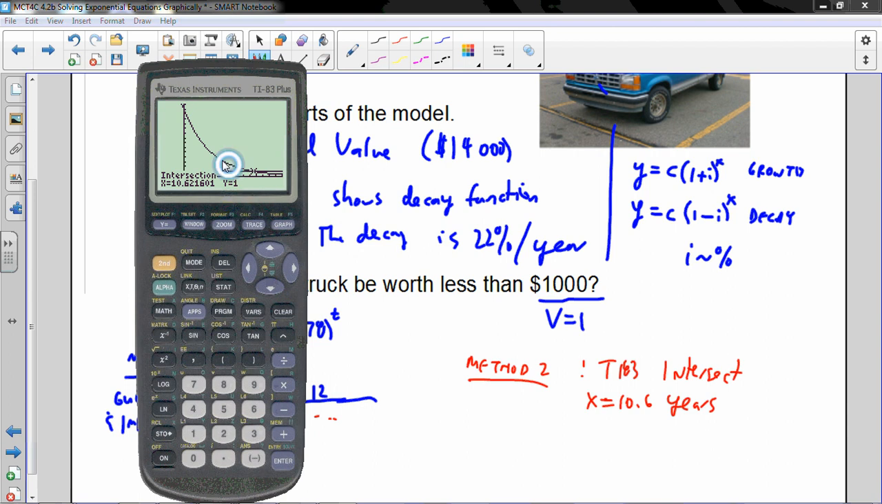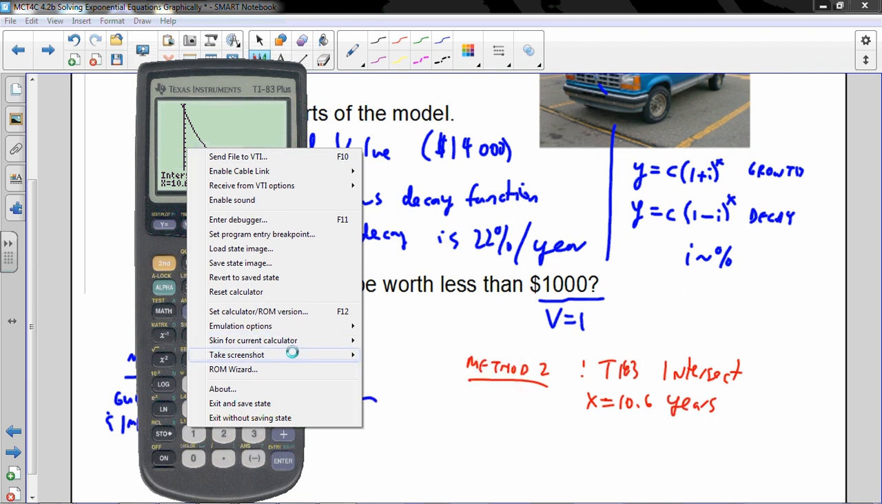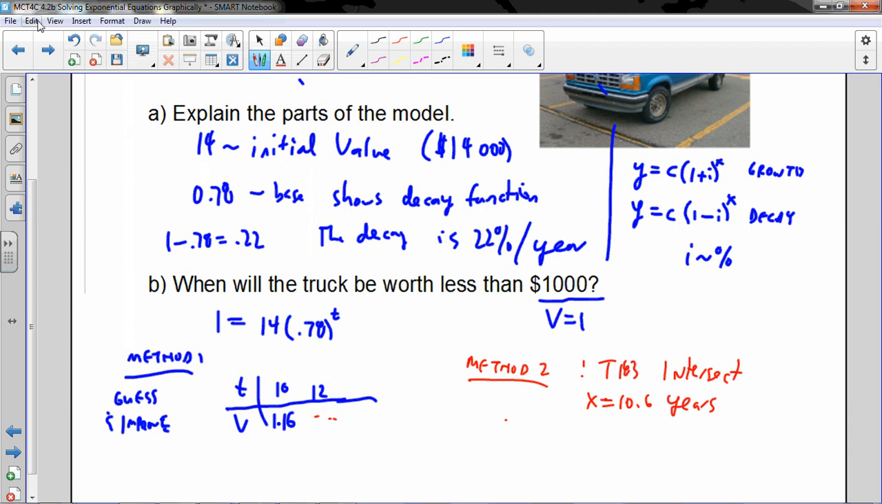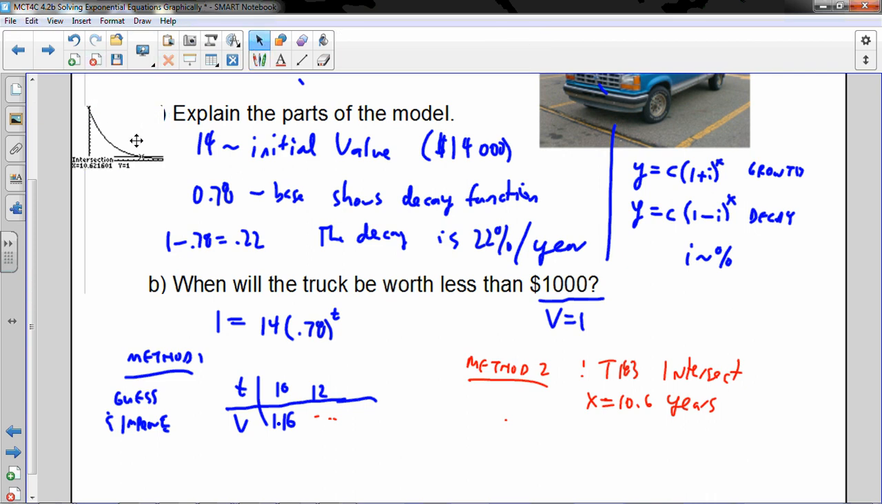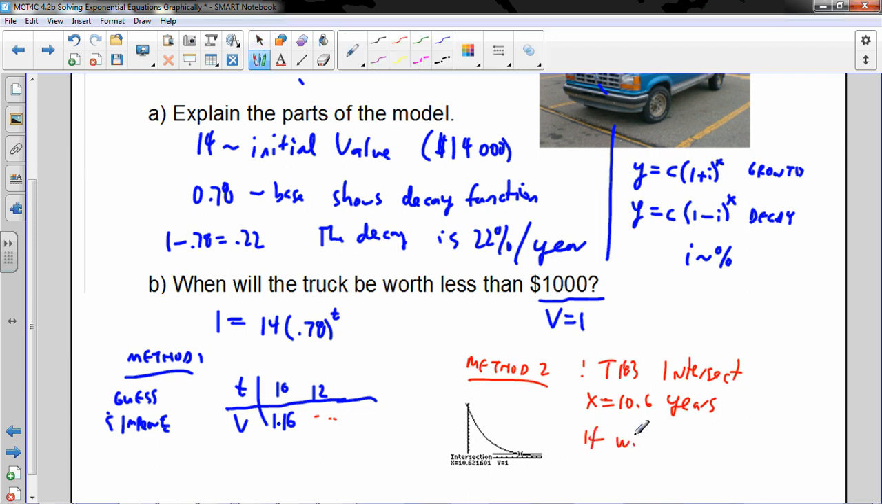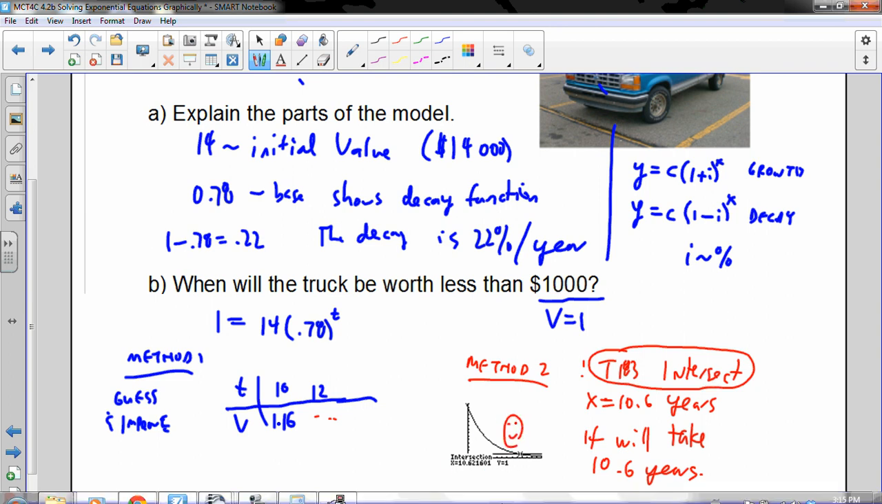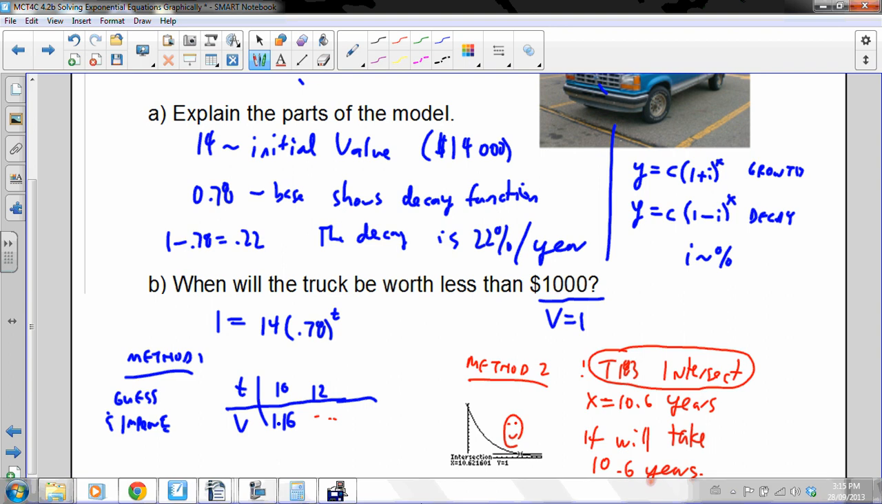In fact, what I'm going to do here is take a screenshot and paste that in there just so I can do this later. You should, on yours, draw a sketch of this graph, please and thank you. And we can see the intersection there. And I'll just say it will take 10.6 years. So notice there's your work: you use the TI-83 intersect feature and a sketch of your graph showing the intersection point. That's fast. Okay? And we're going to be solving some of these problems later in the chapter too, because they're so fun. That's it.